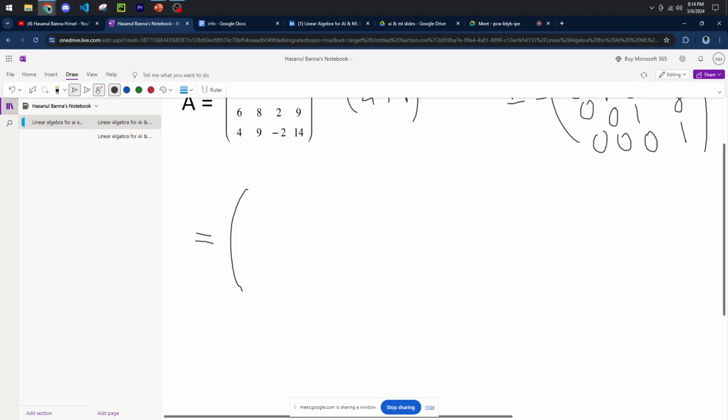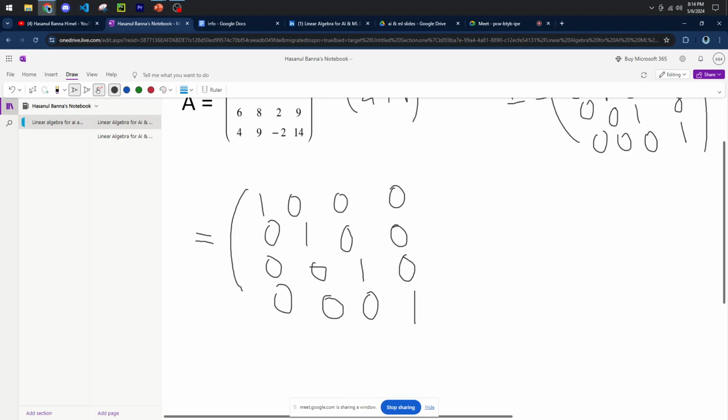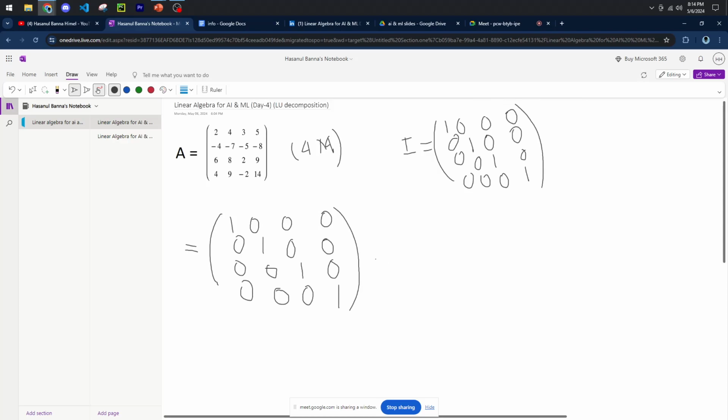Now let's write the identity matrix. 1 0 0 0, 0 1 0 0, 0 0 1 0, and finally our last row 0 0 0 1. Now we will multiply this matrix with our given matrix.